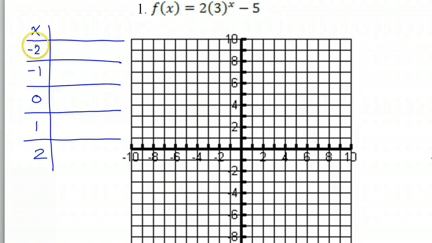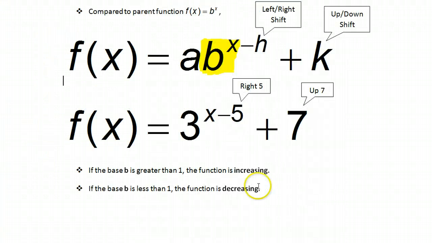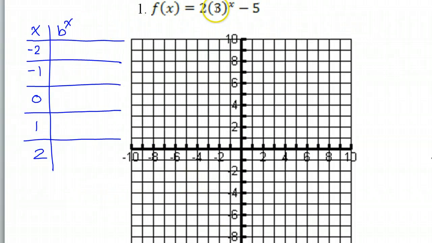And we can always start off with these same 5 center values, -2, -1, 0, 1, 2 for the x values. Now the first column we're going to do will always be the parent function, so I will put b to the x power, because that's always the part of the model that represents our parent function. So I'm talking about 3 to the x power in this first column.